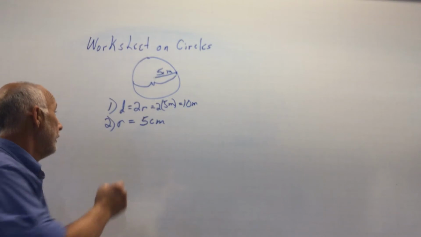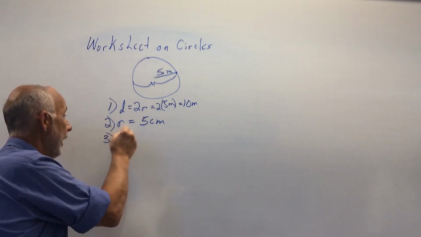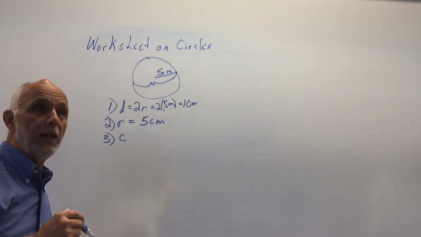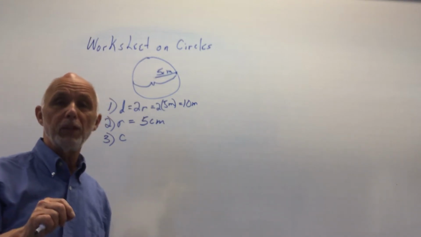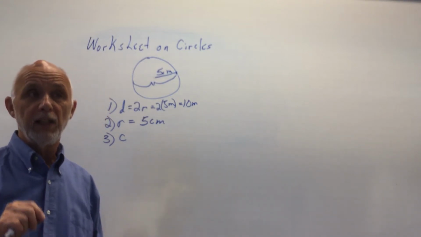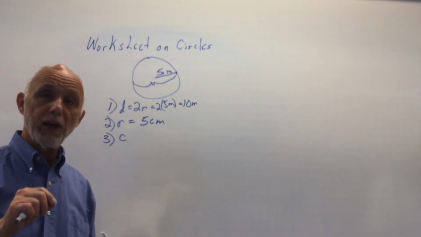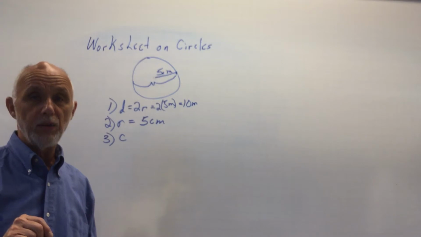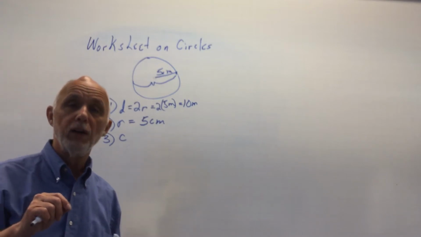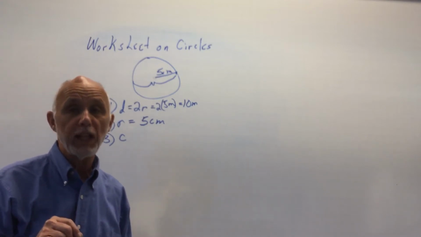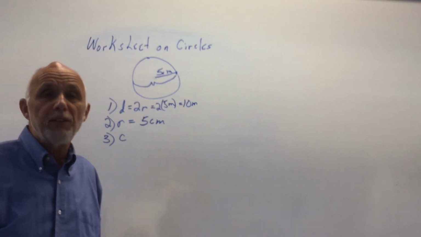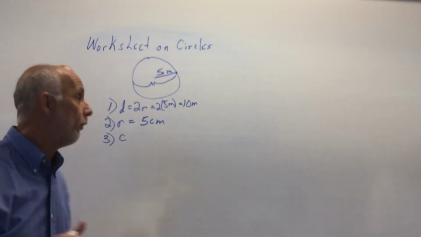All right. Now, number 3 asks for circumference. And here's where you have to use your formula. And just like with perimeter and area of polygons, if you know the formula, you write the formula, you replace the variable with its value, and you work it out. And just like I told you for perimeter and area, you can use your calculator to do the calculation. So it should be very easy if you know the formula.